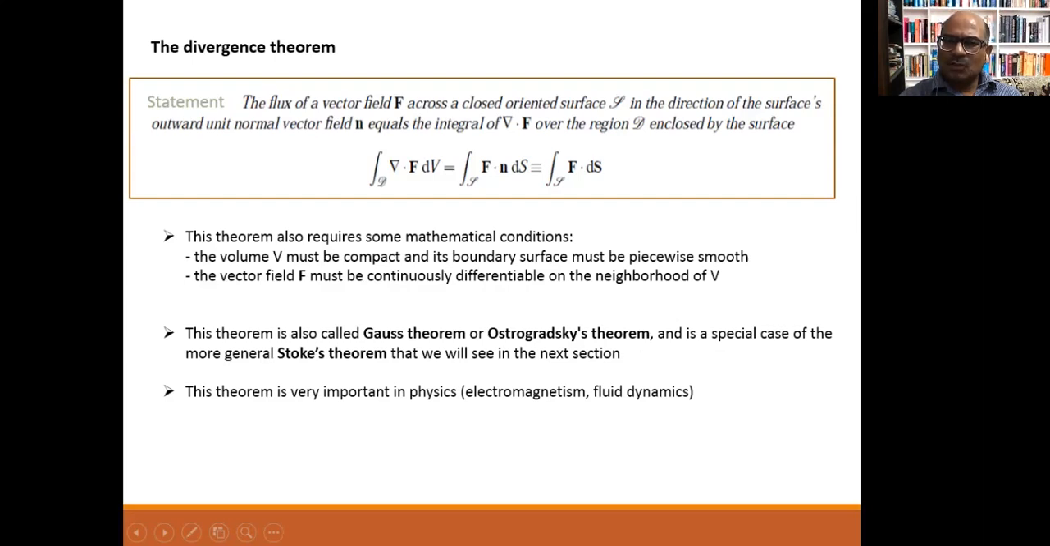We can easily see over here that this theorem also requires some mathematical conditions. The volume V must be compact and its boundary surface must be piecewise smooth, and the vector field F must be continuously differentiable on a neighborhood of V. So this theorem is also called Gauss theorem or Ostrogradski theorem, and is a special case of the more general Stokes theorem that we will see in the next session.